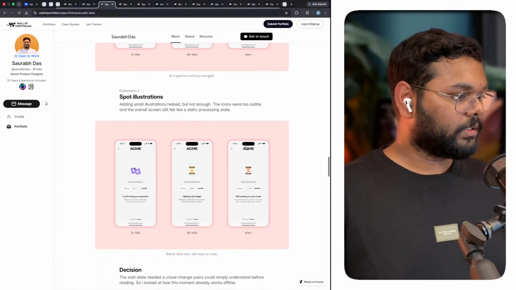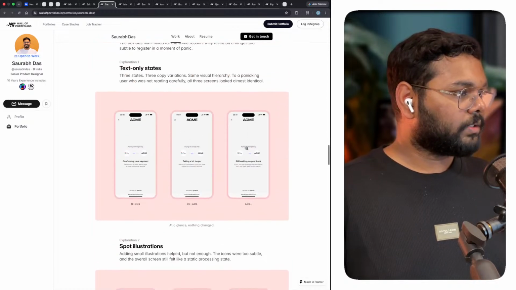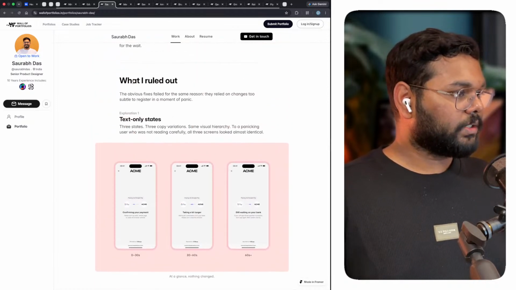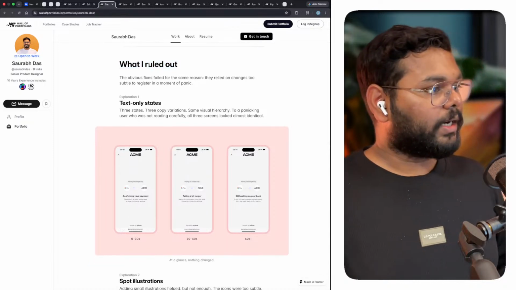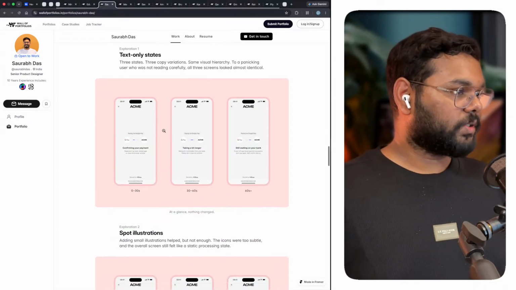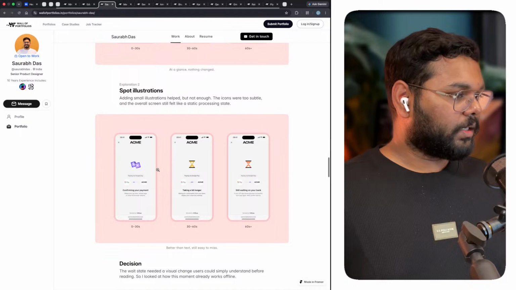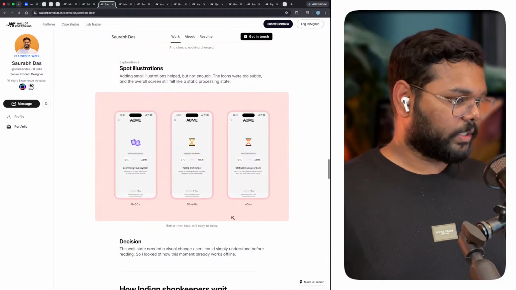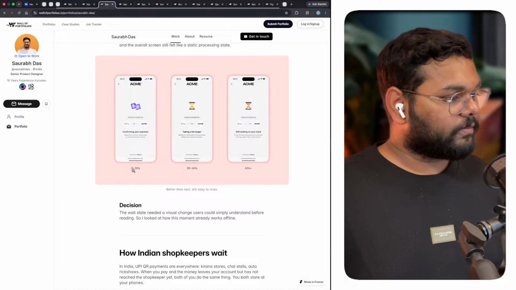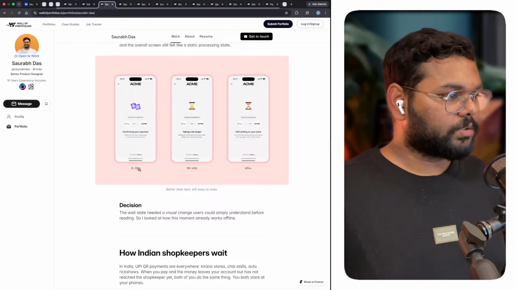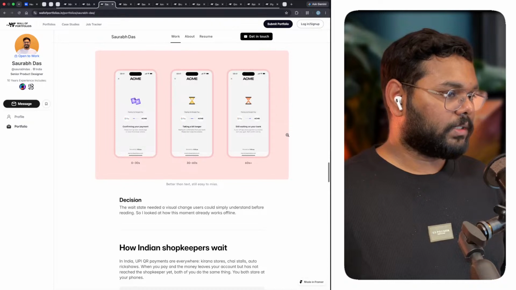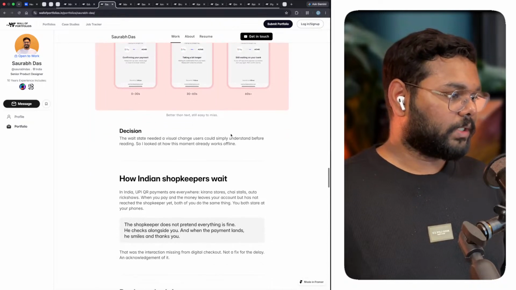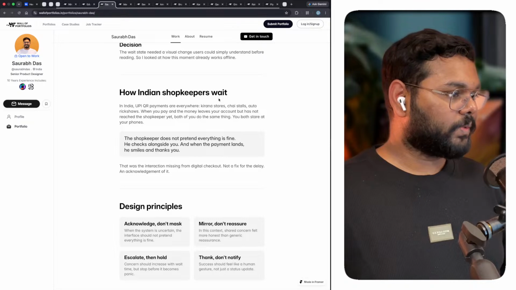And here, in terms of exploration, they have written what I ruled out, right? So exploration 1, just a text with different illustrations. If it is 0 to 30 seconds, show this. If it is 30 to 60 seconds, then change it, and then 60 plus, make it red, that okay, it's about to fail. And the decision, okay, how Indian shopkeepers wait.